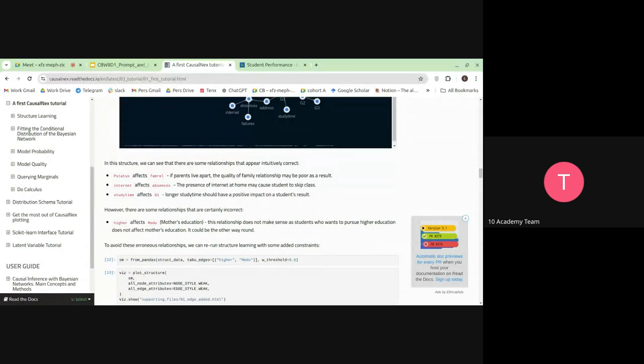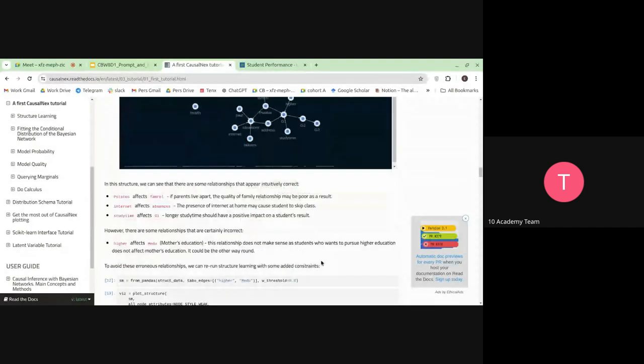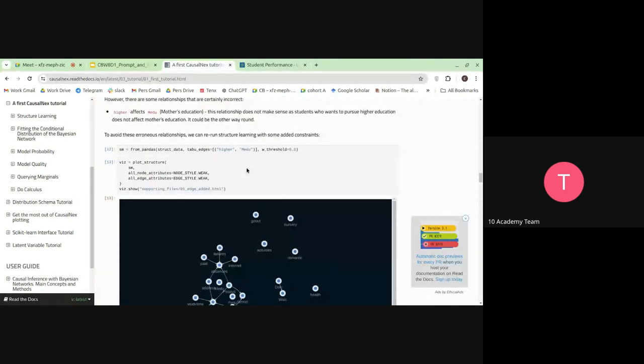For example, here the model is giving that there is a relationship between a student wanting to pursue higher education and their mother's education. The relationship causally doesn't make any sense, right? Because what the student wants now doesn't affect what his mother already has. So you can remove that from your graph. This relationship going from higher to mother education, basically this was the one, and so they removed it using this.